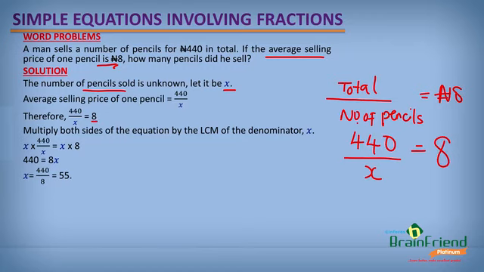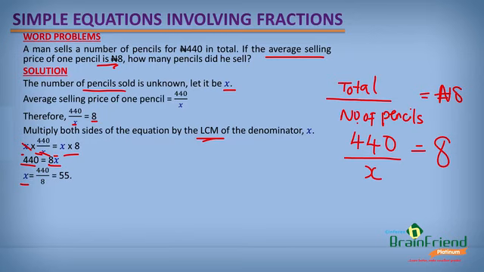Now this is an equation we can solve. We have converted the word problem to an algebraic equation, and we can solve this easily. So we multiply both sides of the equation by the LCM of the denominator. And since there's only one denominator, x, the LCM of x is x. So multiplying the left-hand side of the equation by x, we have x times 440 over x is equal to x times 8. Once we multiply this, x cancels out x, we are left with 440 is equal to x times 8, which is 8x.